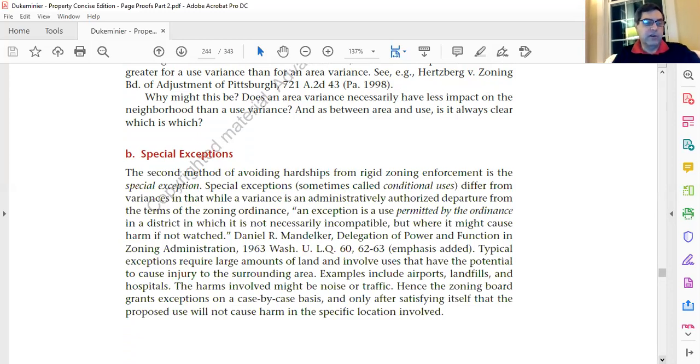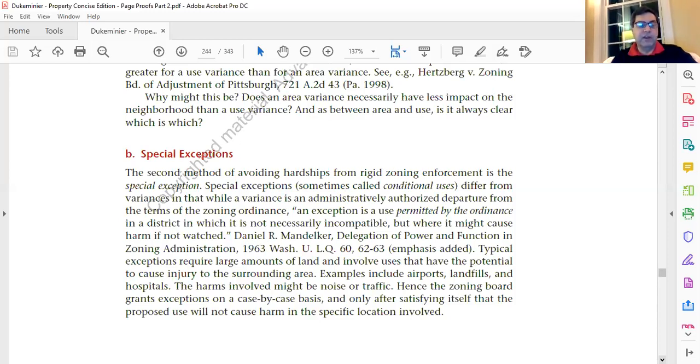And so they are used in situations where the use is not necessarily incompatible with the area, but you want to pay close attention and make sure that you're not going to cause any harmful consequences. And so they give typical examples. They say often, things that use large amounts of land and involve uses that could potentially cause injury to surrounding areas like airports, landfills, and hospitals.